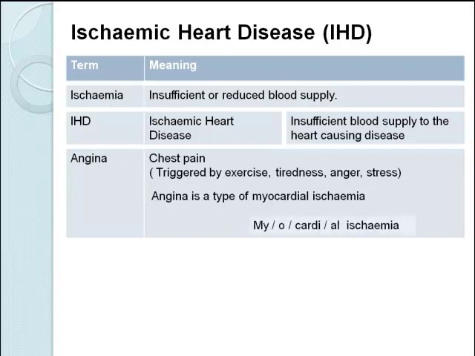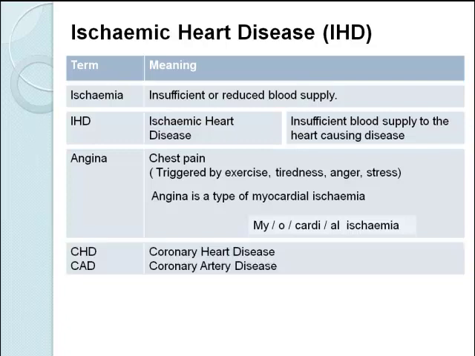So let's break that down. Well, ischemia we know means insufficient blood supply. AL is relating to, cardi is the heart, my is muscle. So this means insufficient blood supply relating to the heart muscle. Two abbreviations associated with ischemic heart disease include CHD, which means coronary heart disease, relating to problems with the coronary arteries within the heart, and CAD, coronary artery disease. They're the same thing, really.